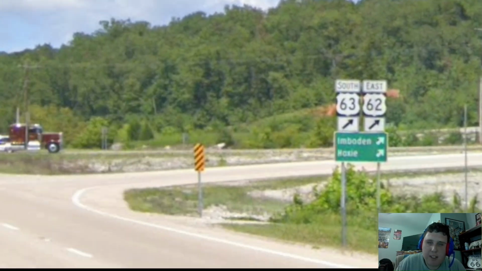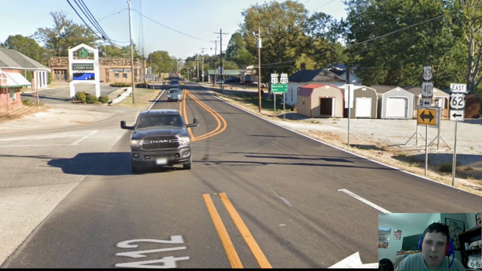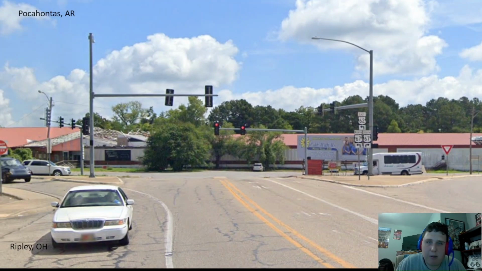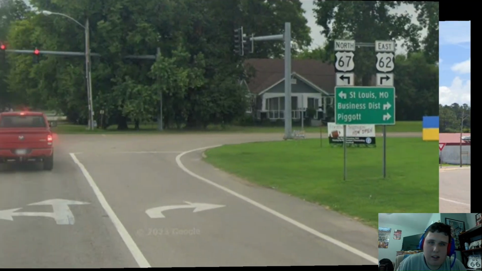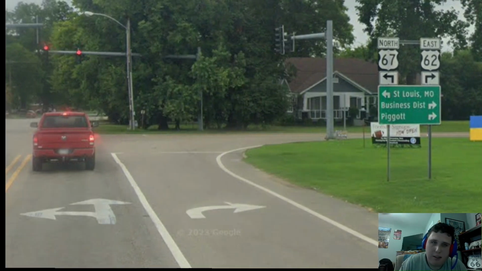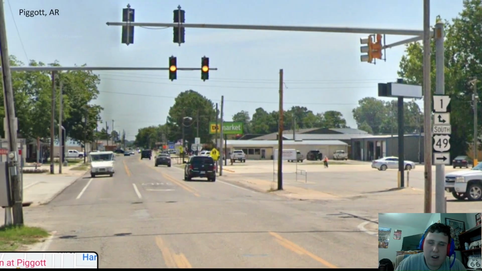And here we are meeting US Highway 63, and 63 and 62 are going to be concurrent as we head towards Imboden and Moxie. Here we are splitting off from 63 and 412, and 62 is going to be by itself as we head through the rest of Arkansas. Here in Pocahontas, we're meeting US Highway 67, and 67 and 62 are going to be concurrent as we head through the town. Here is 62 splitting off from 67, and 62 is now signed for Pigott. Here in Pigott, we're meeting Arkansas Highway 1 and the northern end of US Highway 49.